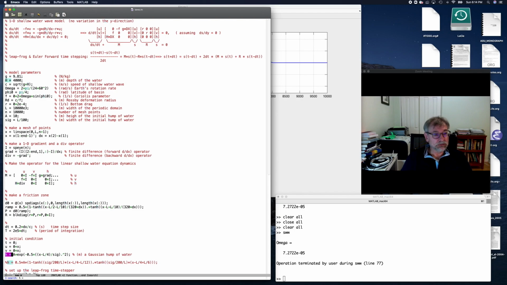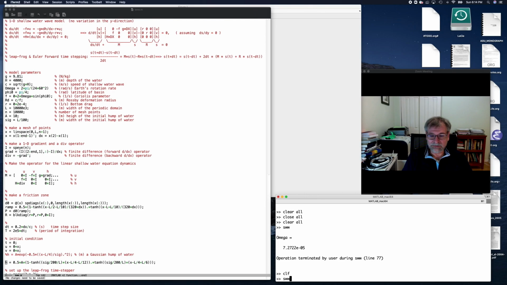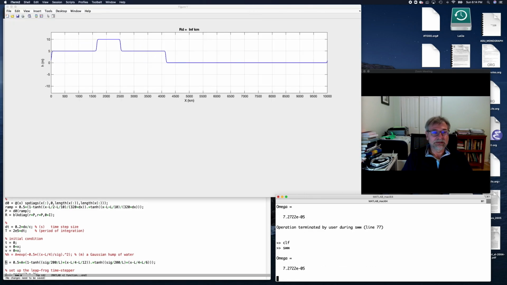H is equal to, so let's comment out the bell-shaped one, and let's put the box one. So this one I picked a box. It's a little bit smoothed on each side, but it's roughly just a rectangular box. So let's run that one. CLF, shallow water wave. And it breaks up into two boxes, one propagating to the left and one to the right.